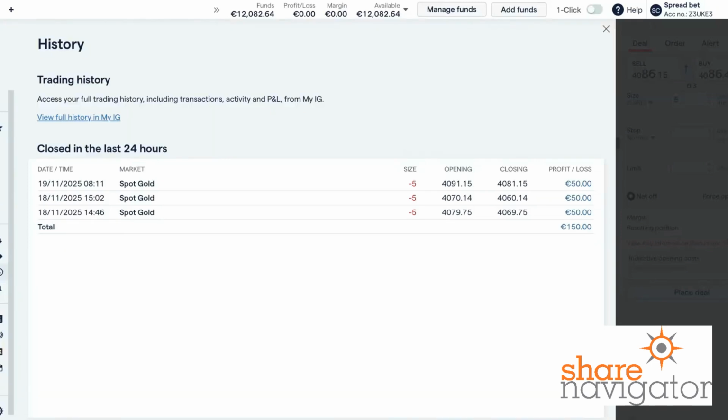So we're just going to start off here looking at the trades we've done in the last 24 hours in gold. You can see we've done it 3 times using the RSI strategy. We'll talk about that in a second. I'm going to talk a little bit about position size as well.